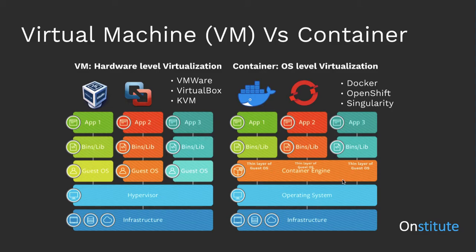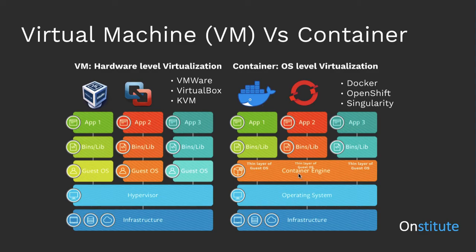Now let us see what is happening in container. When you install a container type software, then instead of hypervisor, they install a layer called container engine layer. This container engine layer, unlike hypervisor, does not bypass the host operating system. Rather, this container engine layer tries to make efficient use of the lower level APIs of the host operating system to enable virtualization.